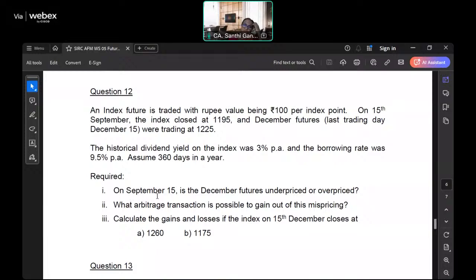Required on September 15: is the December futures underpriced or overpriced? What arbitrage transaction is possible? Calculate the gain or loss. You can try this, then we can discuss.